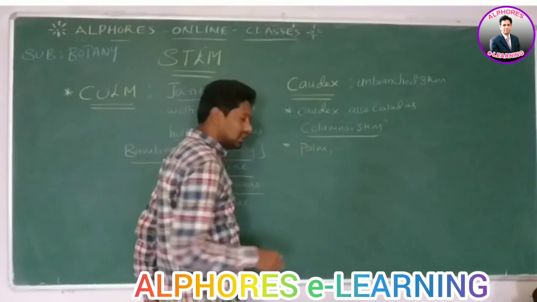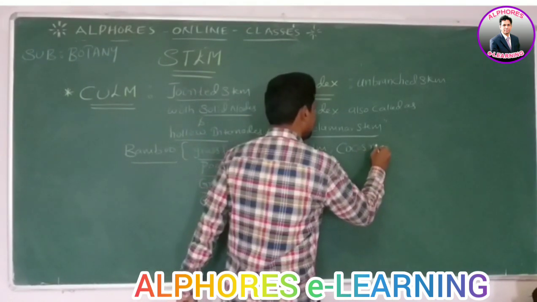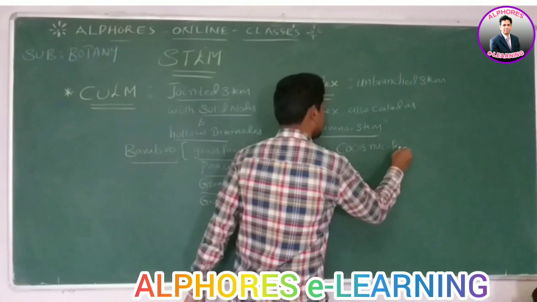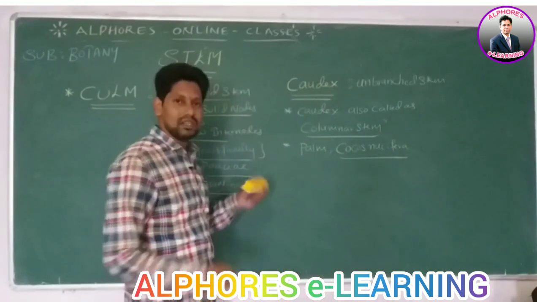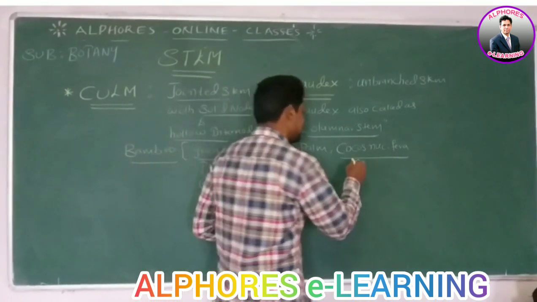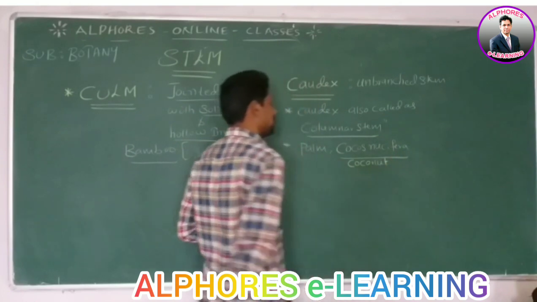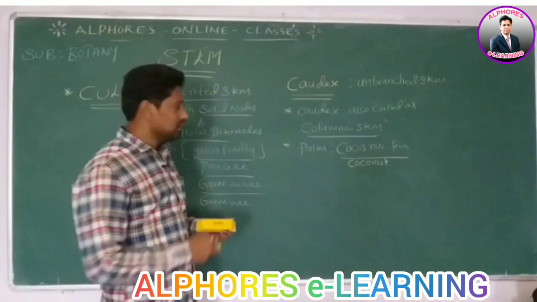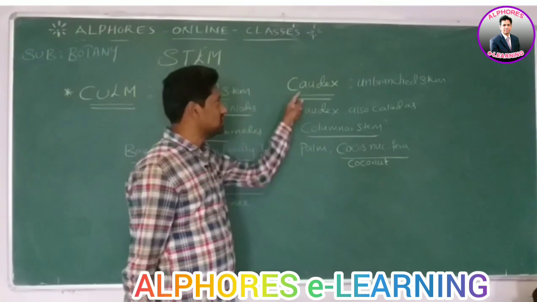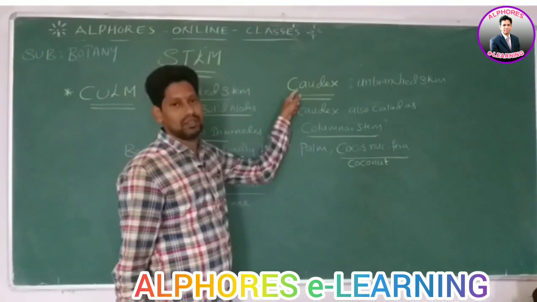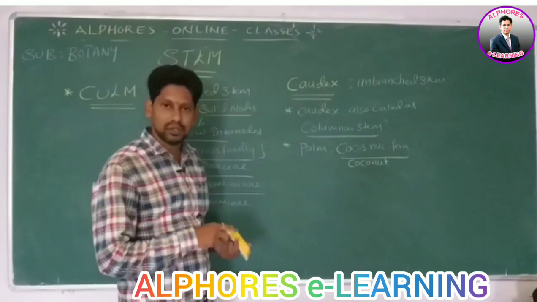The best example for caudex is palm. Even we can take Cocos nucifera. You have to remember the scientific names. This Cocos nucifera is the scientific name of the coconut plant. Therefore, palm and coconut are examples for the caudex habit. What is the meaning of caudex habit? Unbranched stem. Is it okay?